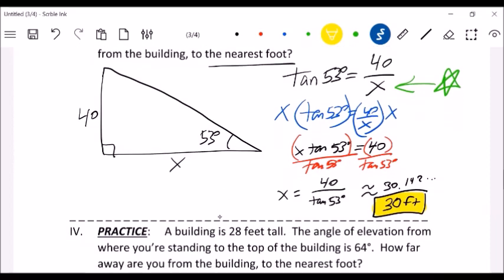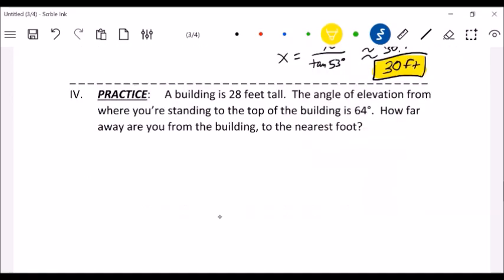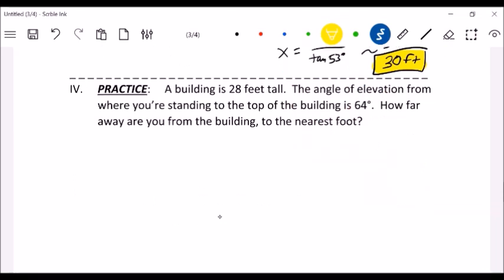The next problem is done pretty much the same way. So here it is. Pause the video and do this one yourself and then come back to it and I will be doing it. And you can check your answer.